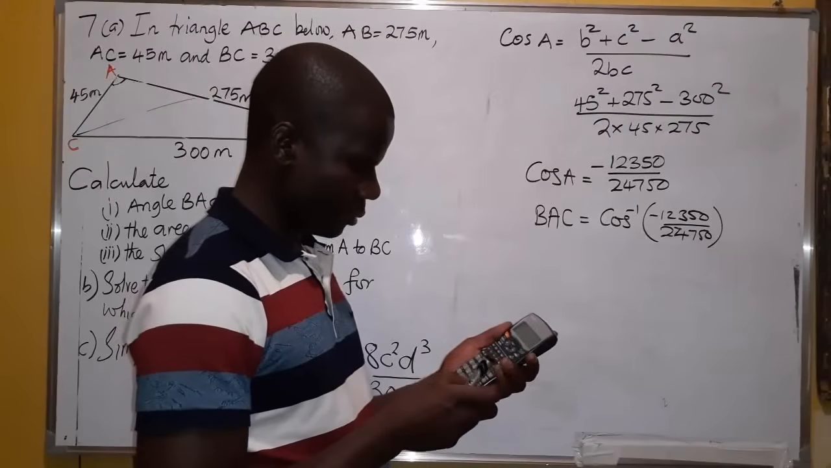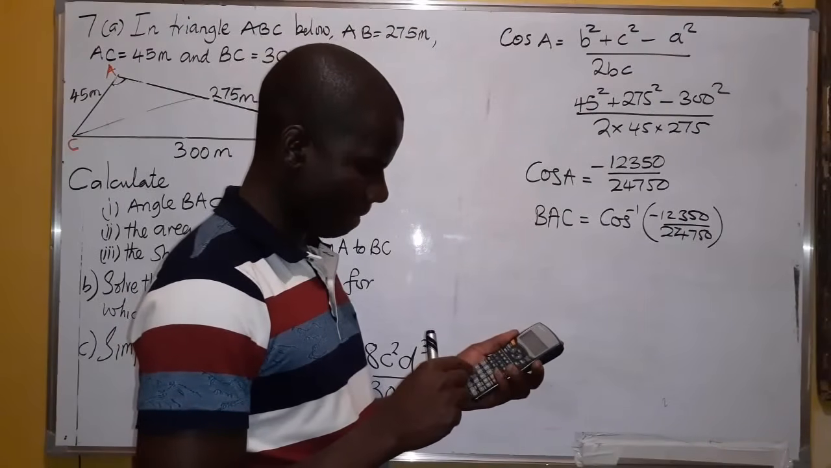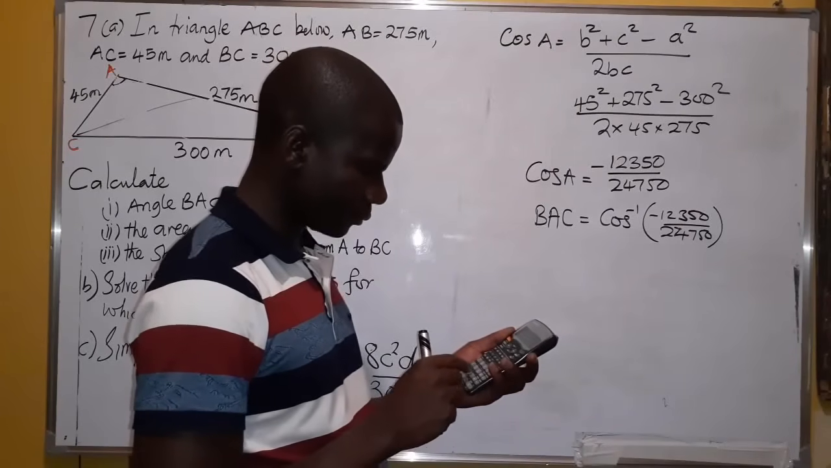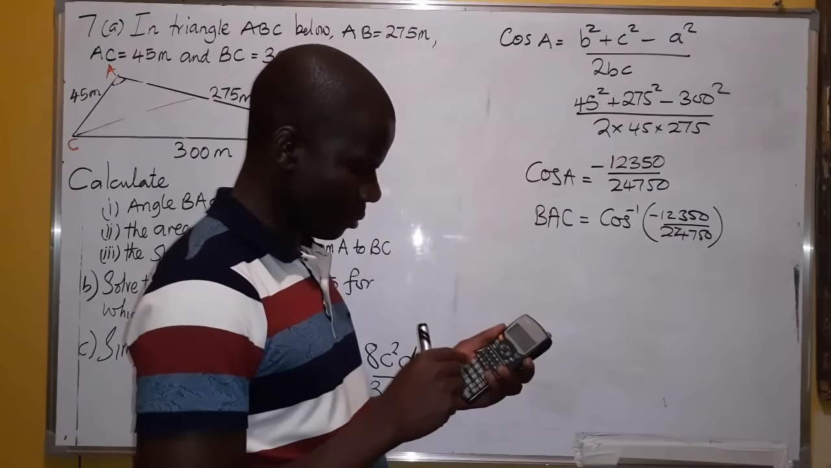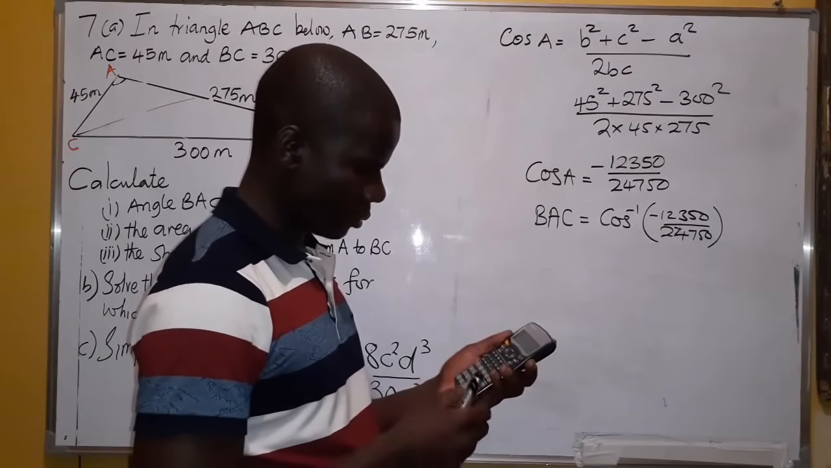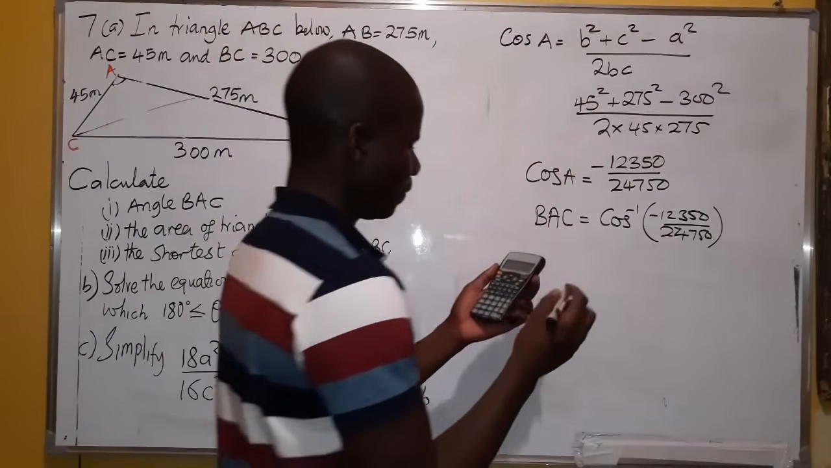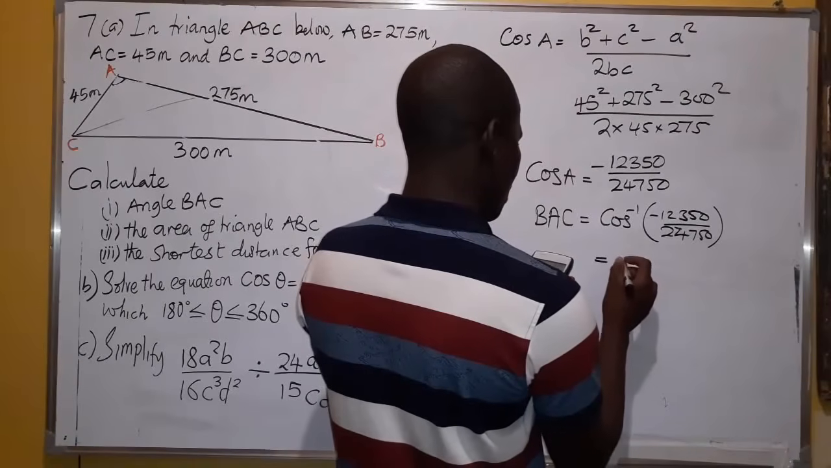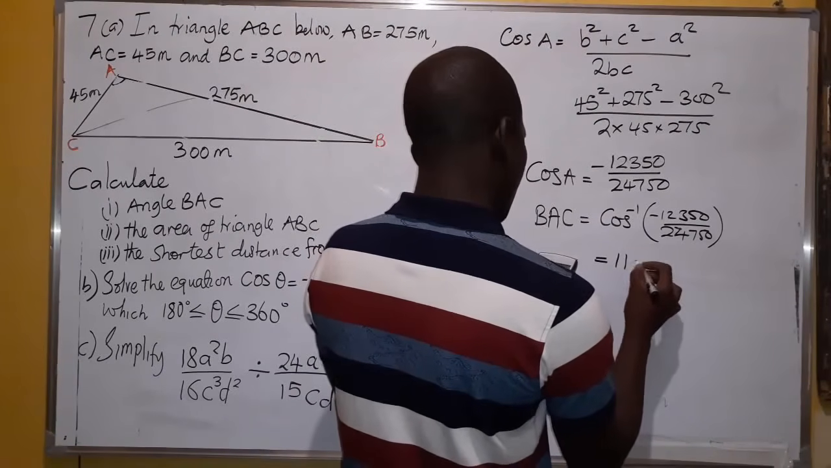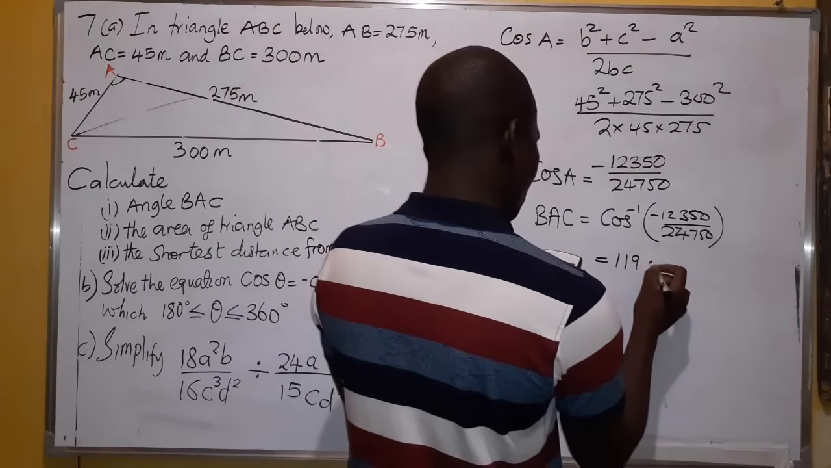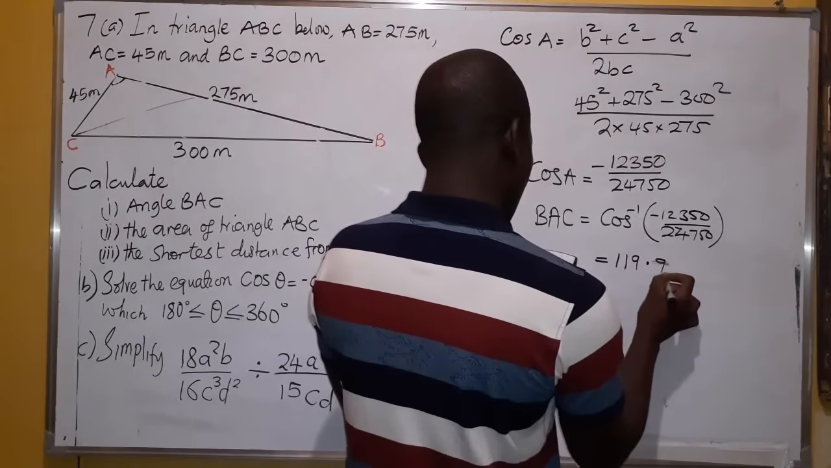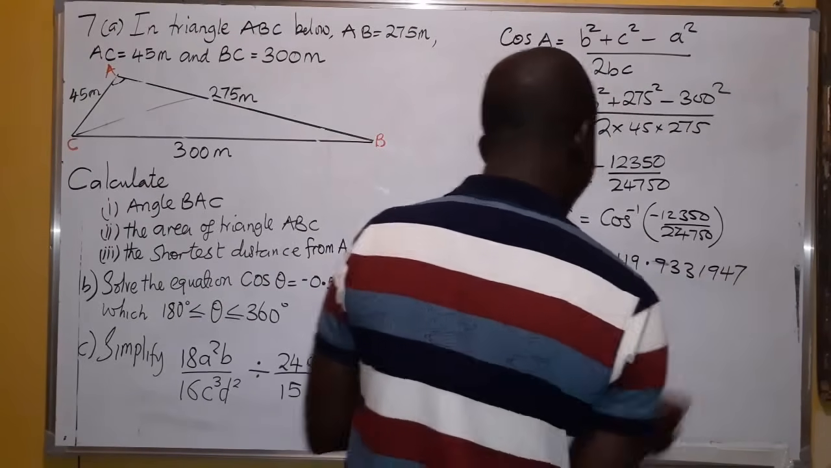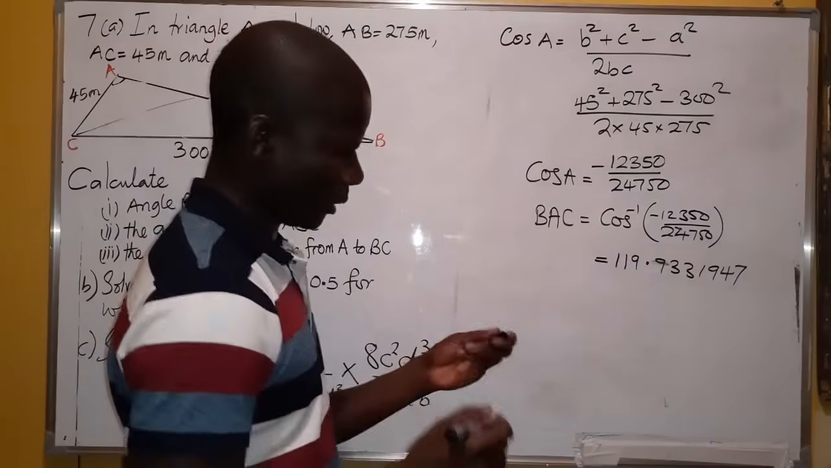All right. So we have 12,350 divided by 24,750. Okay, so this is what we are going to get here. We're going to get 119.933197. Okay, this is what we are going to get.